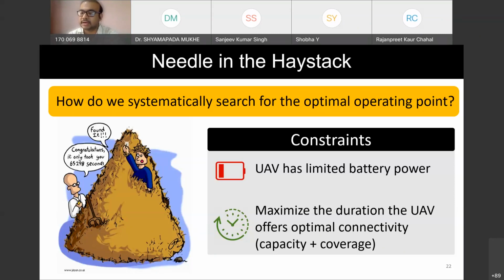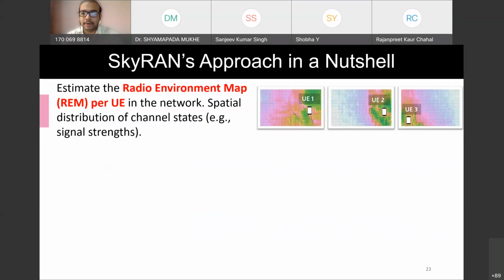Okay, so these constraints are real constraints, and it's an important problem, as we have seen. And the motivation was laid by the statistical analysis that we have done by actually deploying the drone in so many locations. Okay, and so I will discuss now our approach, how SkyRAN is trying to solve this problem.